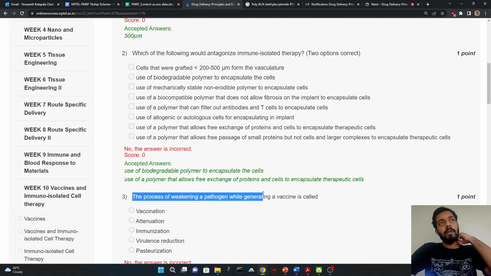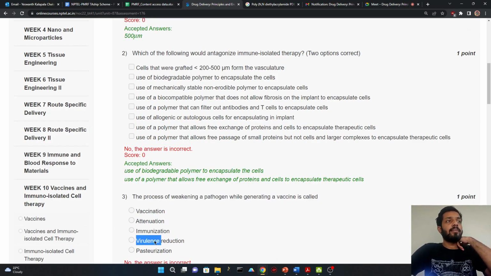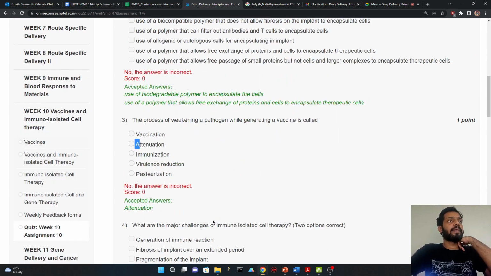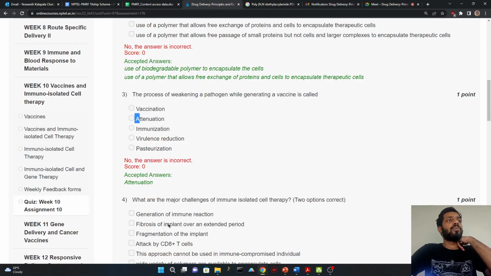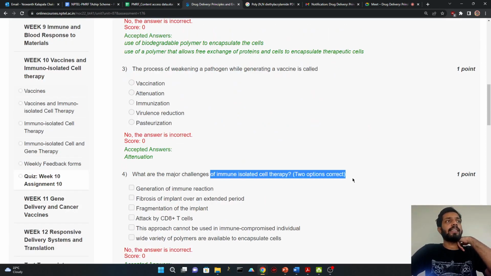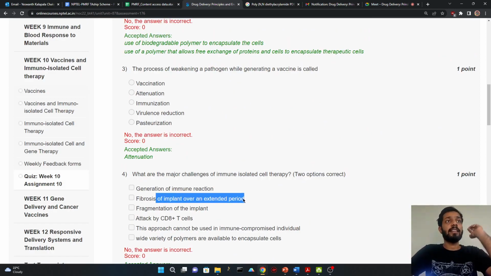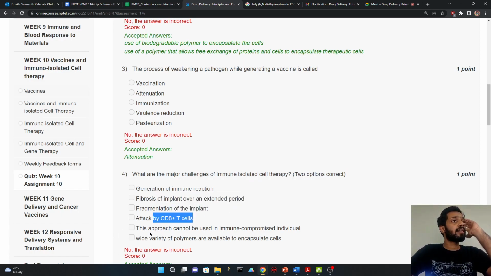The process of weakening a pathogen while generating a vaccine is called vaccination, attenuation, immunization, virulence reduction, pasteurization. Yeah, attenuation. Okay. So, what are the major challenges of immune isolated therapy? Generation of immune reaction, fibrosis of implant over an extended period, fragmentation of the implant, attack by CD8. So option A and option C. Okay. Any other cases?